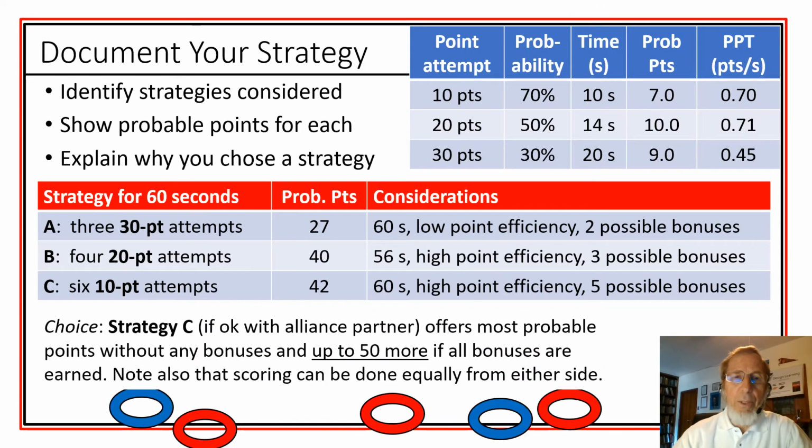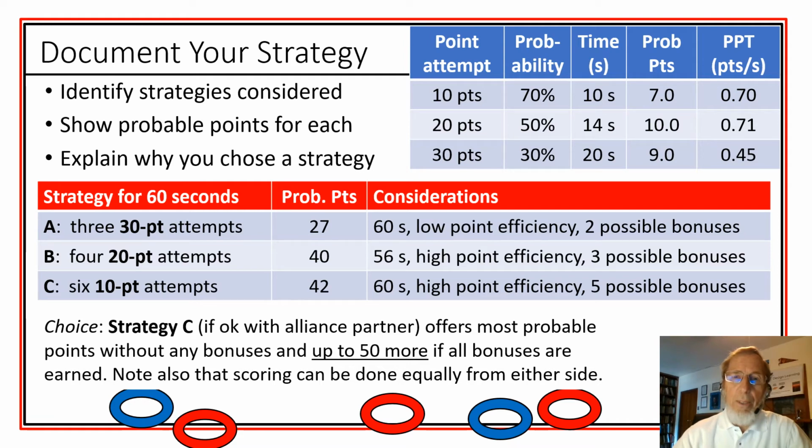We make a decision and we document that as well. Our choice, strategy C. Of course, this has to be okayed by our alliance partner, not conflicting with what they're doing. Our choice is made because it's the most points possible without bonuses, and we have up to 50 more points possible for bonuses.